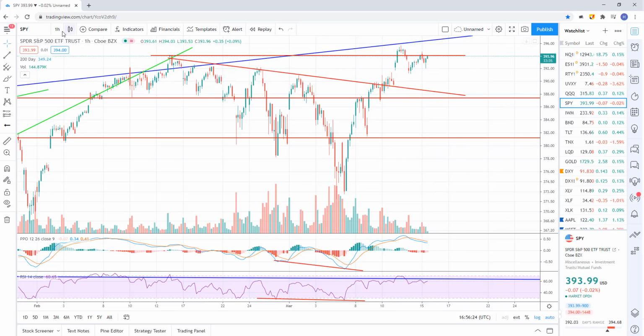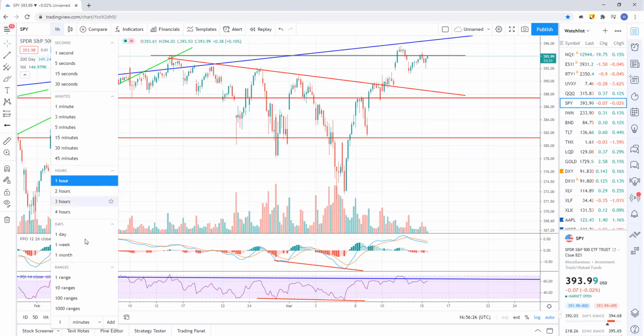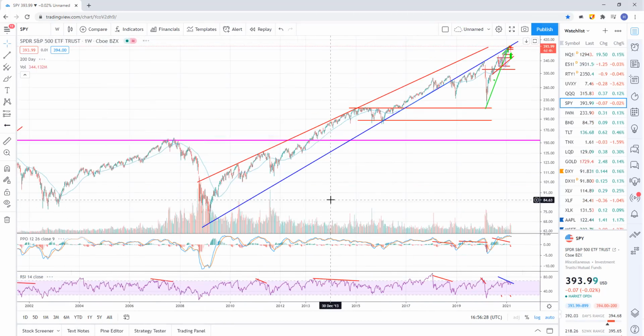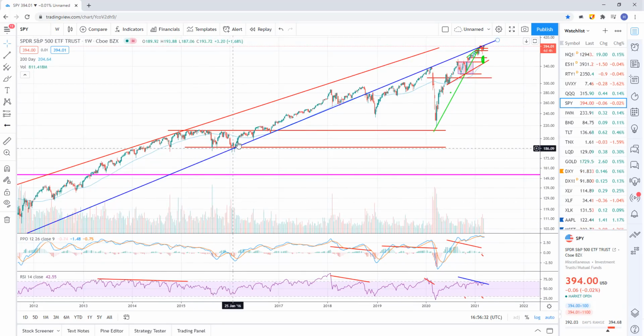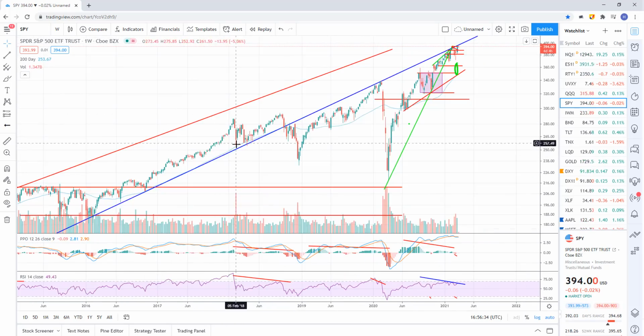That's my tell right now. The major resistance line right there in blue goes back all the way to 2009. There's your 2009 lows. You can see we held support. This is a weekly chart, so this is major trending.